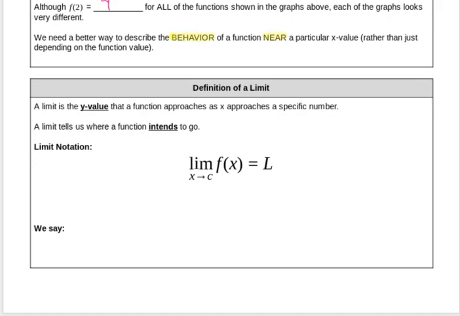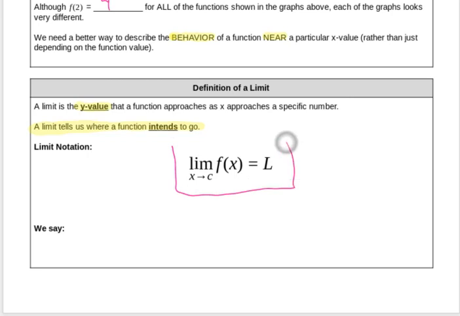So a limit is the y value that a function approaches as x approaches a specific number. In other words, a limit tells us where the function intends to go. So pretty much the limit is like, hey, it looks like the function value is going to be this. Whether or not it actually is irrelevant. It just means that this is what the graph looks like it's heading towards. So we've got this limit notation here.